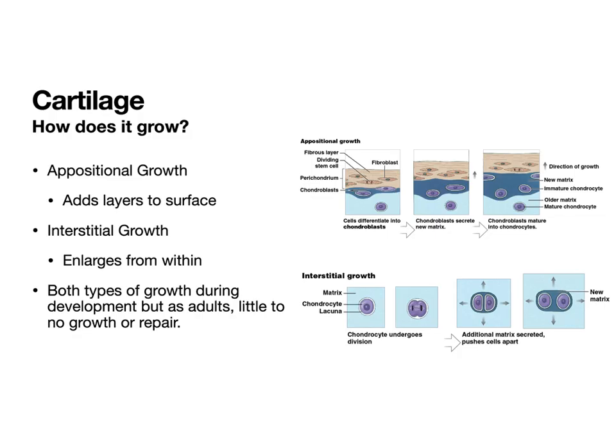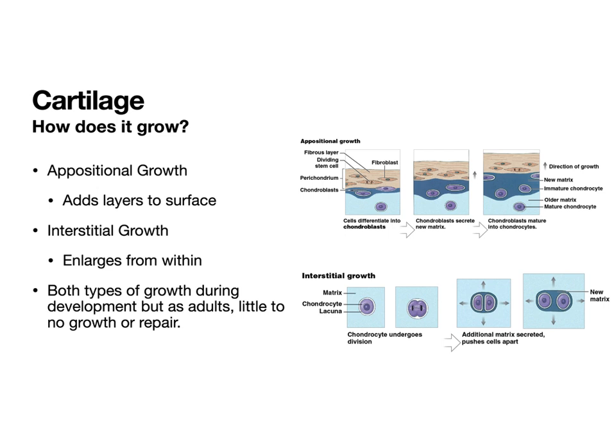Okay, so cartilage obviously grows. Because we grow, cartilage needs to grow as well. So cartilage grows in a couple of different ways. The first way is appositional growth. The cartilage grows at the surface. It has layers added to its surface.